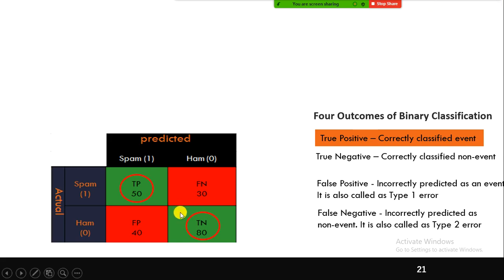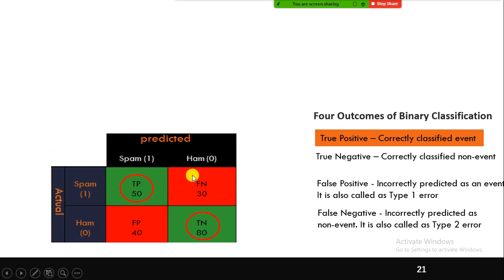Right? So in this case, false positive is nothing but incorrectly predicted as an event. Here actually it is not a spam email, but my model wrongly predicted it as a spam email. The false positive is also called type 1 error. And false negative is also called type 2 error. In this case, actually it is a spam, but my model wrongly predicted it is non-spam, non-event.